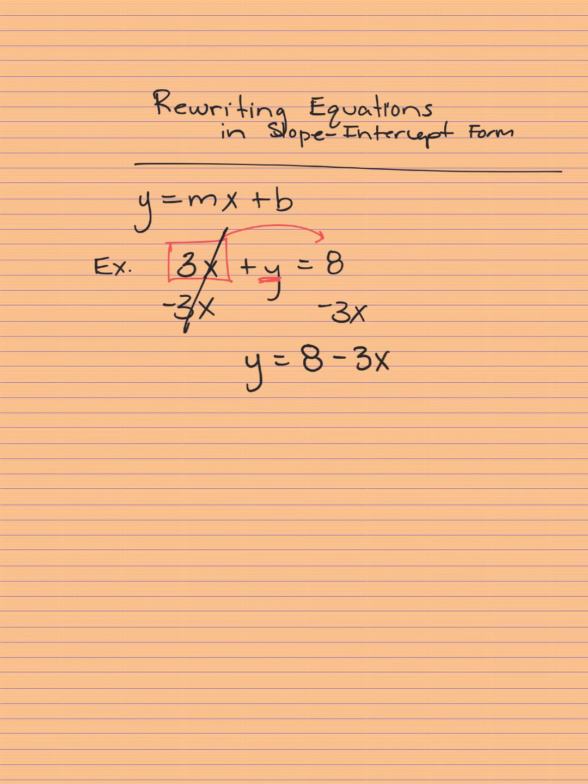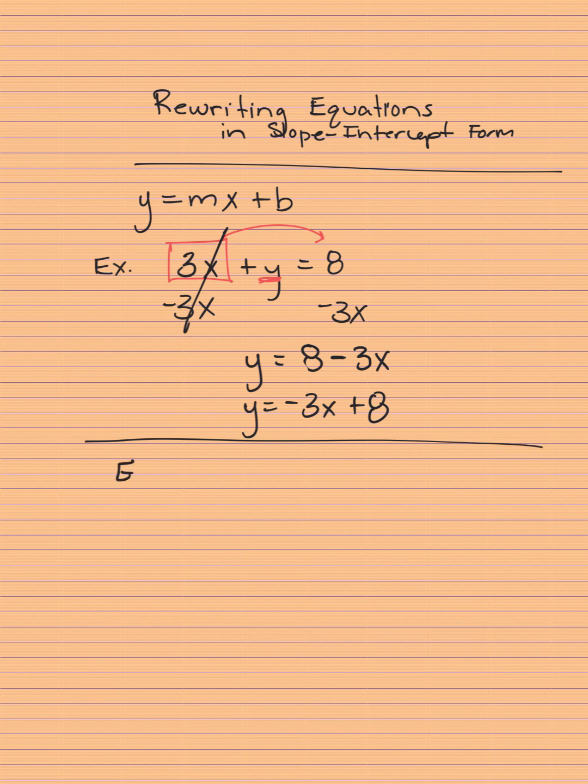We're almost in slope-intercept form. We've got the y by itself, but we're going to flip around the x and the constant. So this becomes y equals, this 8 is positive, the 3x is negative because this minus sign is in front of the 3x, so that's attached. So the negative 3x, and I've got a positive 8. And now it is in slope-intercept form.